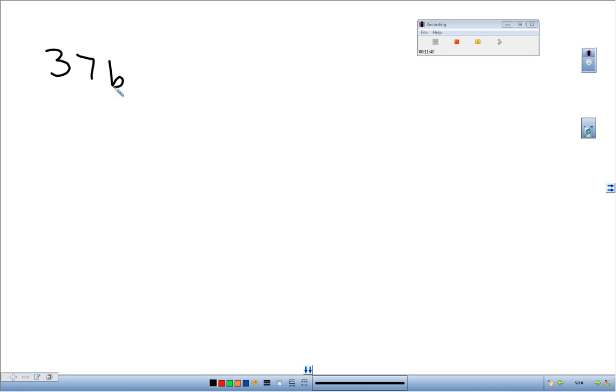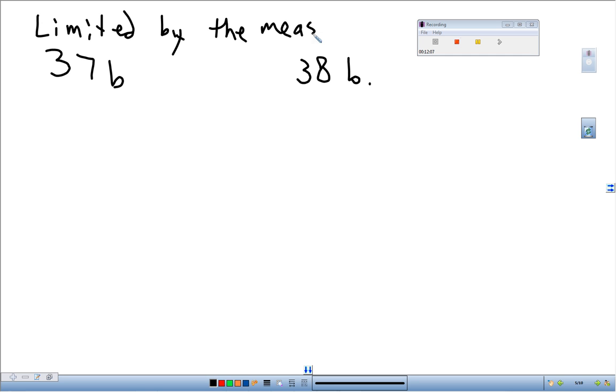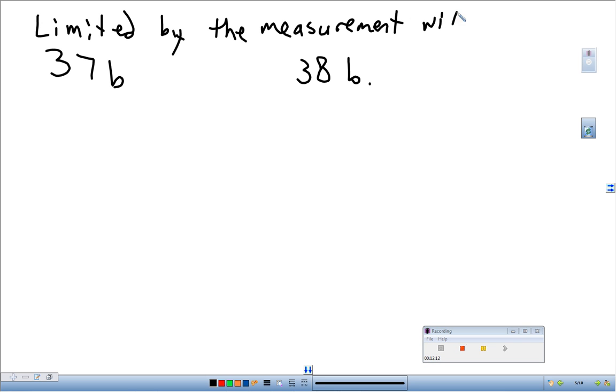We did 36. Now we need to do 37B and 38B, right? Now, for 37B and 38B, you're multiplying and dividing. It's even easier multiplying and dividing because you are limited by the least precise number of sig figs. How many do you have? Who has the fewest? That's what limits you. So we're going to write that up here at the top. Limited by the measurement with the fewest sig figs.